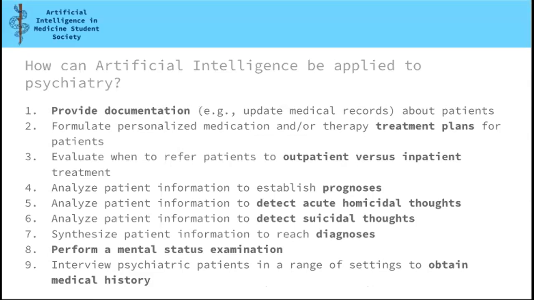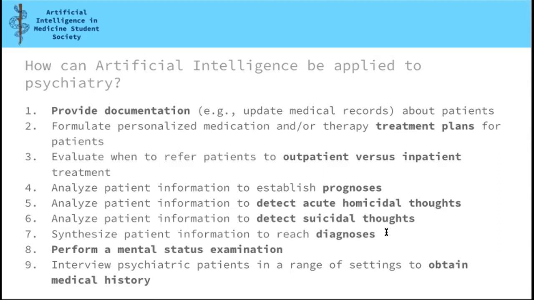So the very first one that a lot of psychiatrists felt would be impactful is providing documentation. So updating medical records, charting on patients. There are also other things, for example, providing treatment plans, deciding whether a patient is safe to go home. Do they have to stay in hospital or can they go home? Establishing prognoses. How will their disorder progress in the future? Are they dangerous? Are they going to kill someone or are they going to kill themselves?